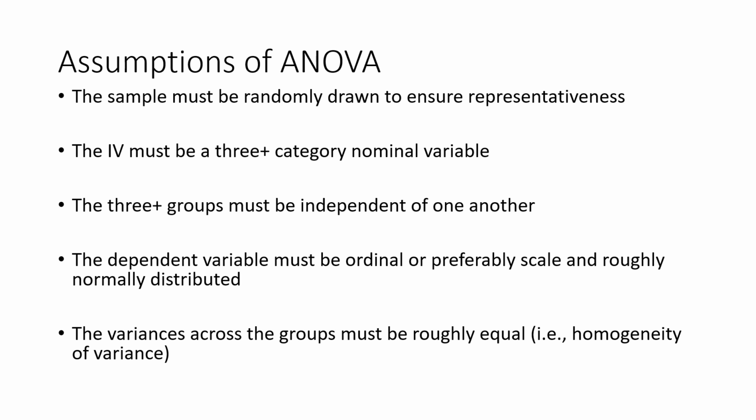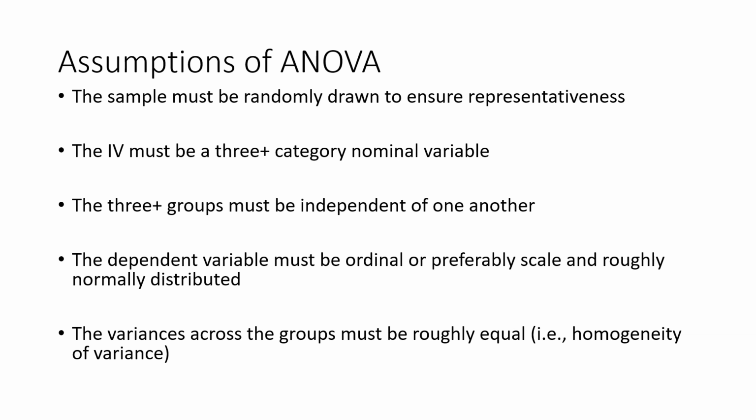The dependent variable must be ordinal or preferably scale in measurement. I already talked about why this is the case. The reason is that the dependent variable has to be roughly normally distributed. This is a parametric statistical test, and a parametric statistical test employs the normal curve, the normal distribution, and our knowledge of the geography of that distribution in order to generalize from our sample of the population.